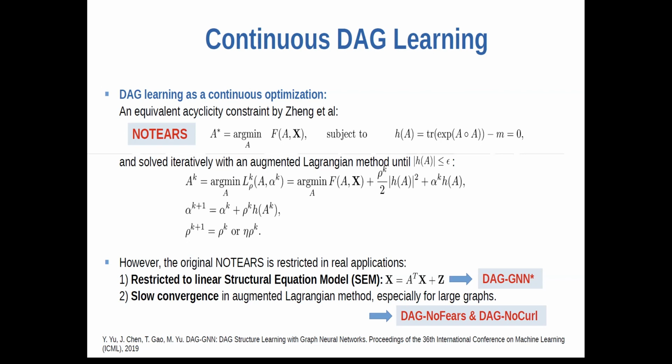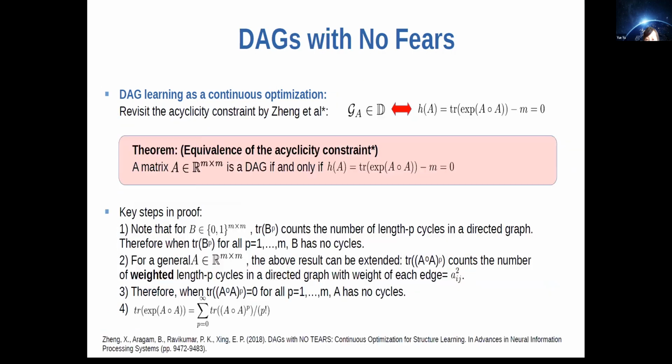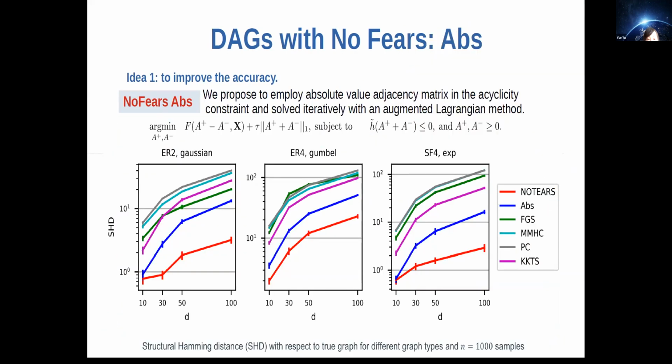Sorry, I should have explained that. So how do we characterize the accuracy? The accuracy is characterized by the structural Hamming distance, or SHD. Intuitively, SHD tells us how many operations, for example adding an edge or deleting an edge, are needed to go from your solution to the ground truth graph. So of course, this SHD is an error: the smaller, the better.